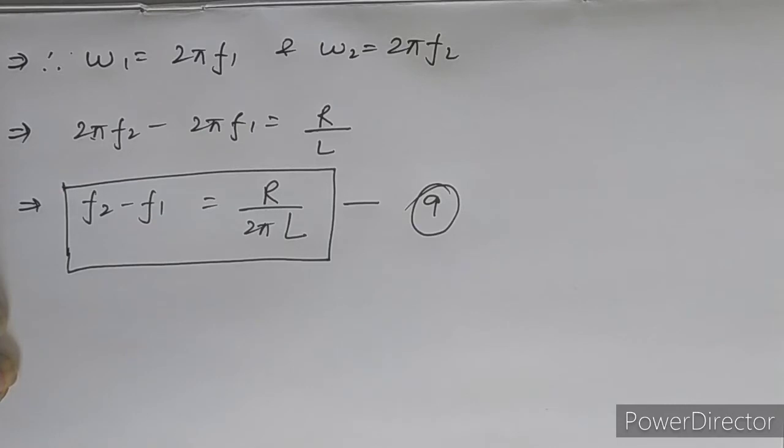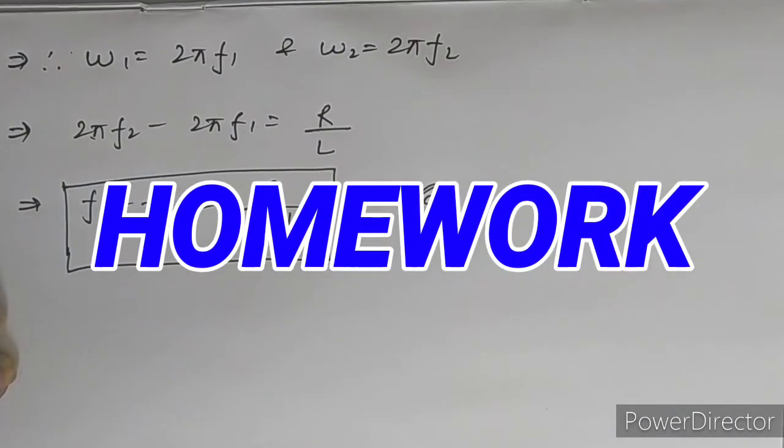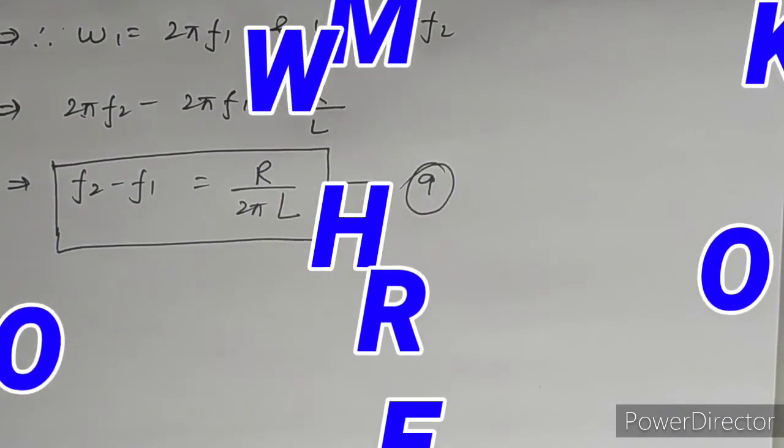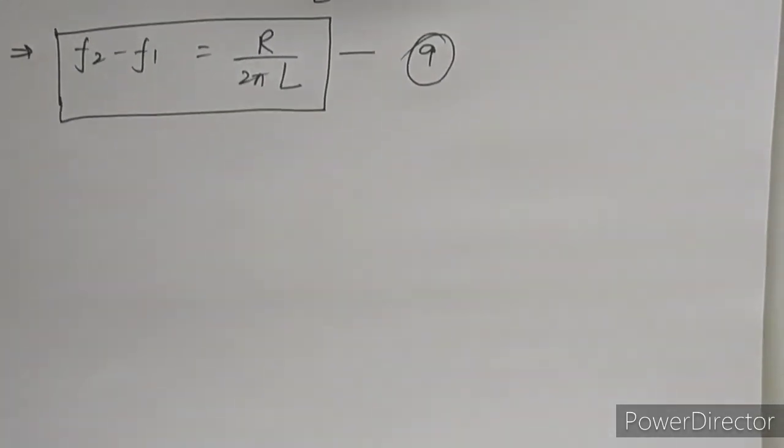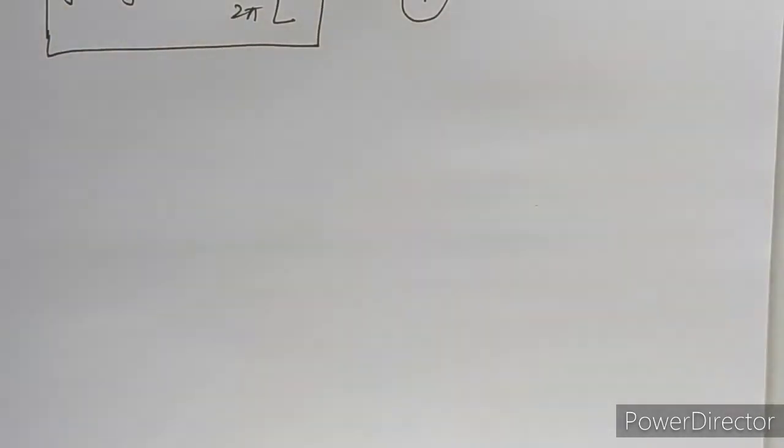Okay. Now the next topic is your quality factor, which we will discuss tomorrow in our next class. Okay. Moving towards today's homework. Your homework is a numerical that you have to solve. One homework I have given you is to prove omega 1 into omega 2 is equal to 1 upon LC.